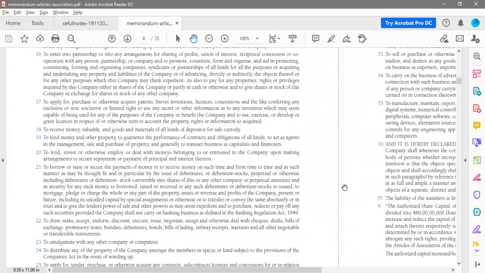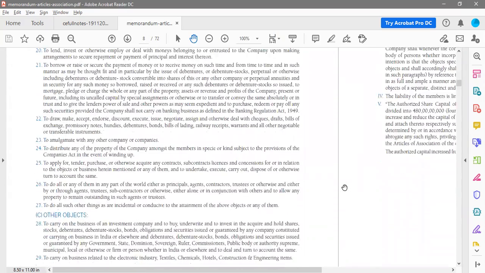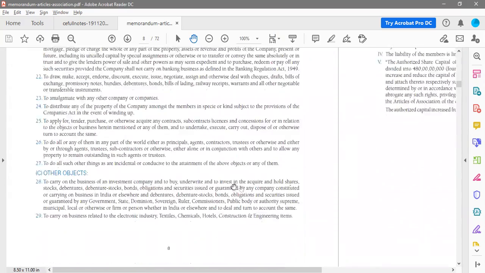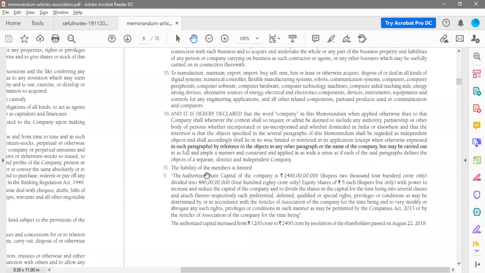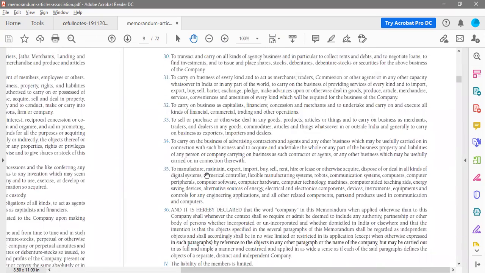Sometimes the company will also have tertiary objects. If you see here, there are 27 secondary objects. And when you see the next, that is other objects, here they are trying to say we also want to expand our business in lots and lots of places. So that is other objects.